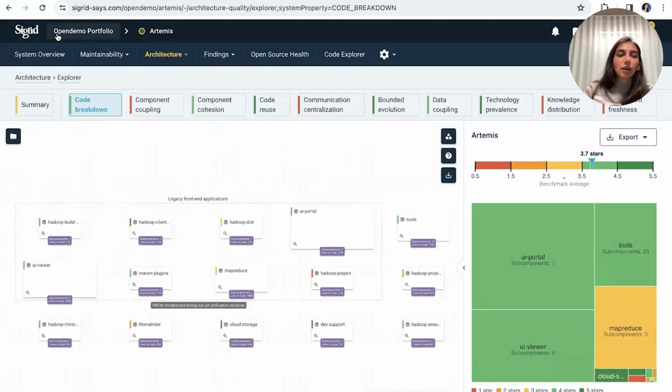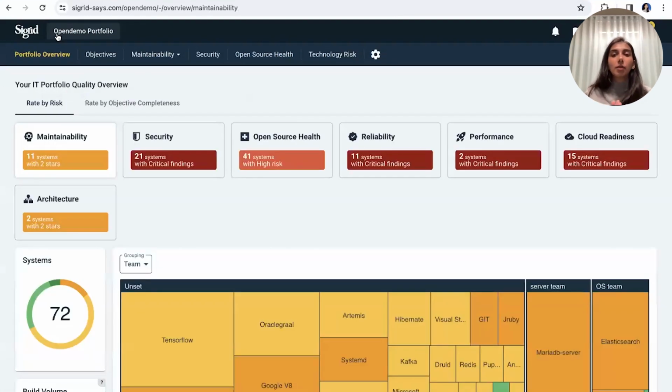So let's start fresh. If I am entering into the portfolio, then into your own portfolio, there are two levels. One is the portfolio level and one is the system level. If you are at the portfolio level, you might not see the architecture tab on this blue bar because it is only available at the system level. Go inside any of the systems that you want to see the architecture for. In this case, let's choose Artemis again.